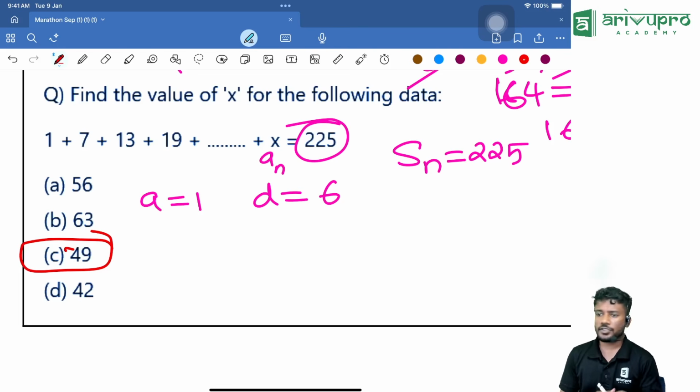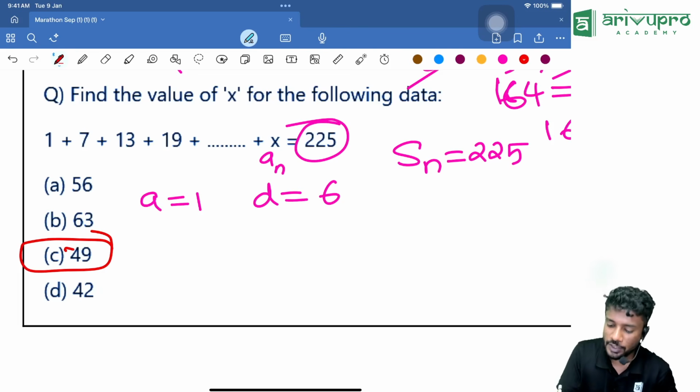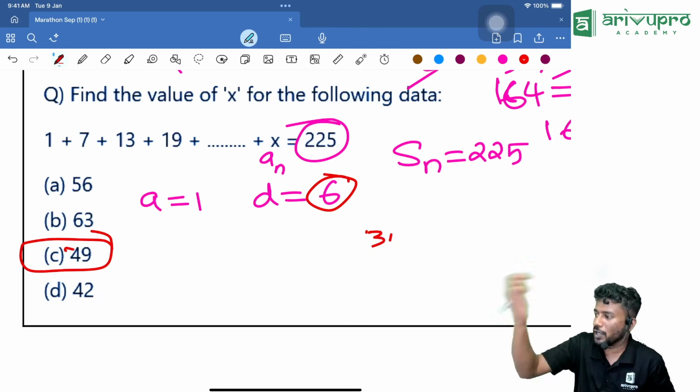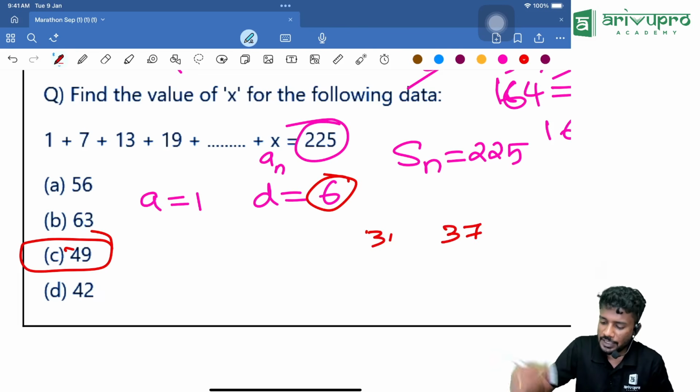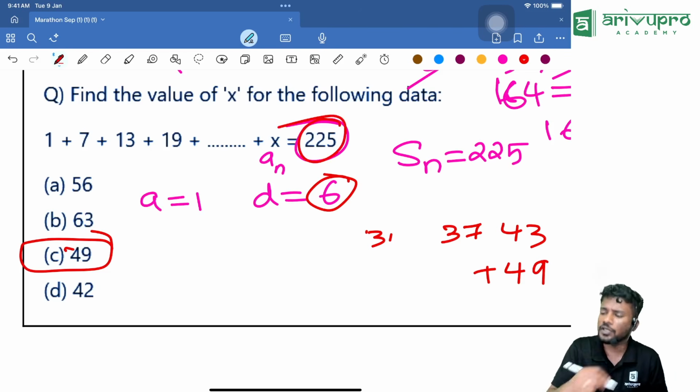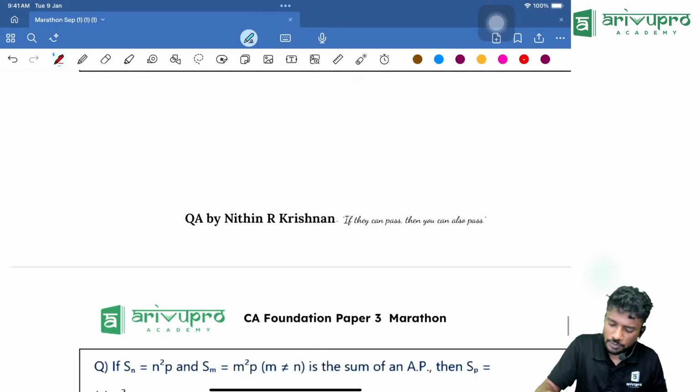Understood that method? Take the calculator. Type 1 plus 7 plus 13 plus 19 plus. Next number should be what? 25. Next number will be what? 31. Next number will be what? 37. Next number will be what? 43. Next number will be what? 49. When you click 49, you are getting it as 225. Answer is option C. Next one.